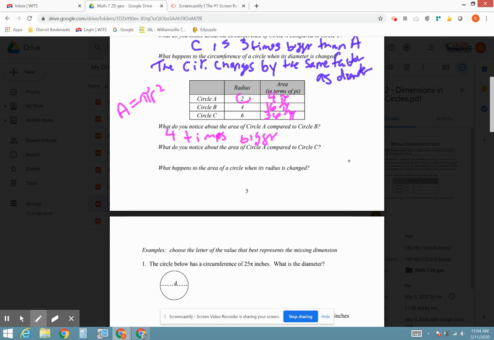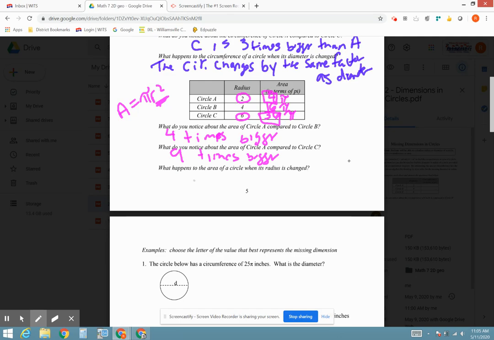What do you notice about the area of A compared to C? Well, let's look at the radius of A compared to the radius of C. The radius is 3 times as big, but the area is 9 times bigger. That's interesting, isn't it? Where do you think that's coming from? Well, hopefully you realize it's coming from the fact that I have to square this difference. So if the difference of the radii is 3 times bigger, once I go to my formula and I square that difference of 3, I get a difference of 9.